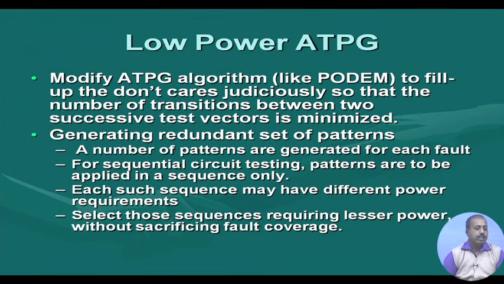Then generating a redundant set of patterns. You know that in our class we have sometimes discussed the n detect test pattern set. N detect means a fault is not dropped from the set of faults to be considered by the ATPG algorithm as soon as it gets detected by a single pattern. Rather, it is kept in the fault list till it has been detected n times. So, n may be typically equal to 2 or 3, but what we get is that for every fault we are getting a number of patterns.